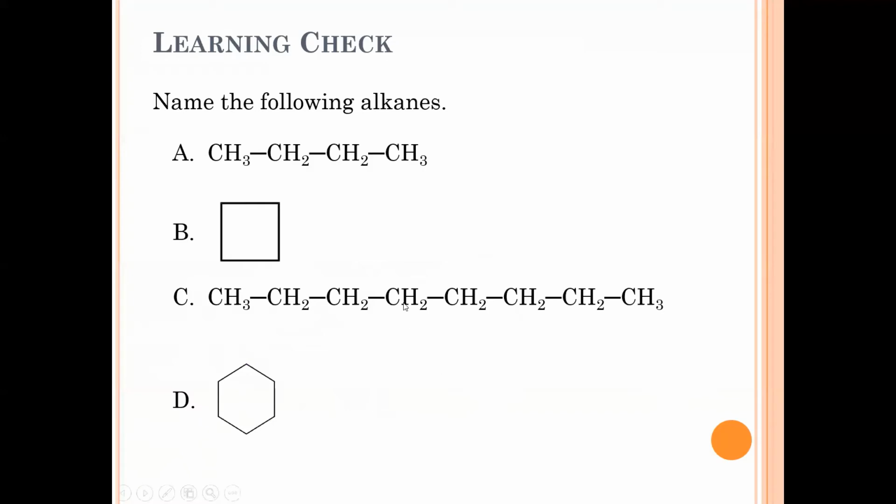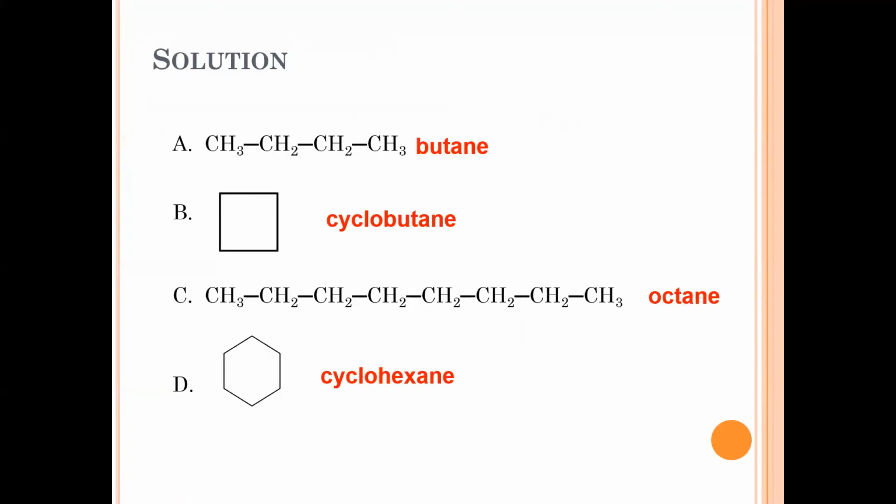So let's go through naming as we can. The first one here, 1, 2, 3, 4, as a straight chain is just butane. The next one here, because this is cyclic, 1, 2, 3, 4 connected together, this now becomes cyclobutane. Here, let's count the longest chain. 1, 2, 3, 4, 5, 6, 7, 8. This is octane. And in D, 1, 2, 3, 4, 5, 6, but they're all connected together. This is cyclohexane. So there they are for the names.